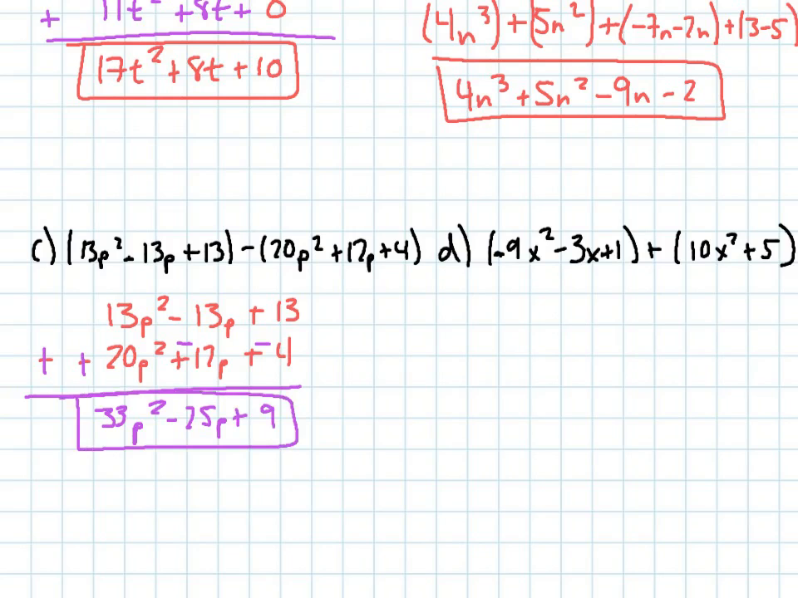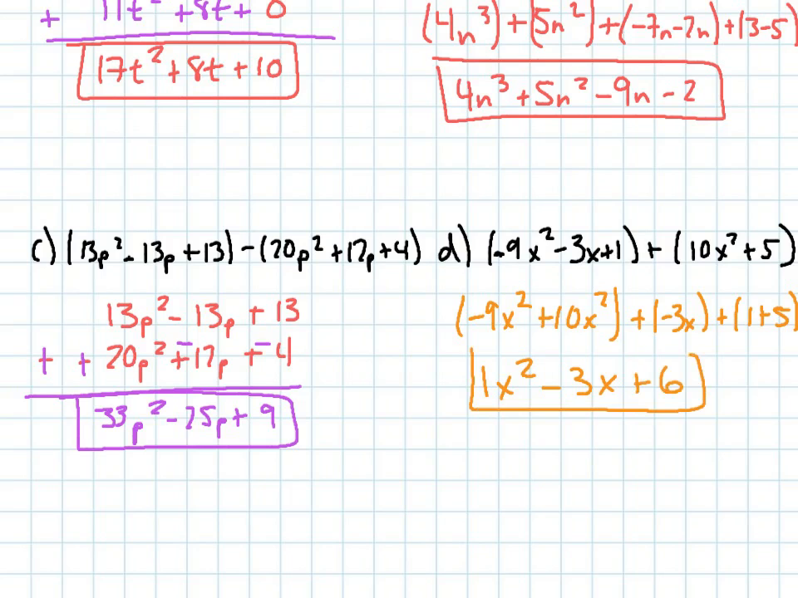And now for this last one here, I'm going to do horizontal again. So here it's positive, so I don't have to distribute, so I can go straight to grouping. There are two x squared terms, so negative 9x squared plus 10x squared. And then negative 3x does not go with anything, so it's just by itself. And then I get 1 plus 5. So now I put my like terms together. So negative 9x squared plus 10x squared is a 1x squared. Negative 3x doesn't have anything, so it's just negative 3x. And then 1 plus 5 gives me 6. And that would be my final answer.